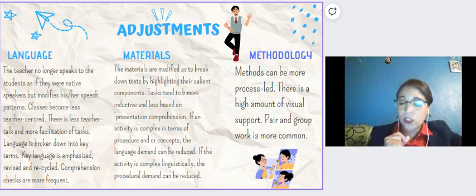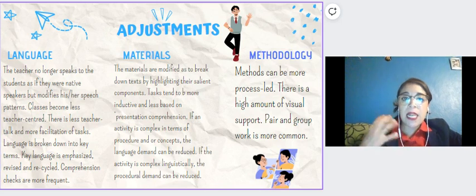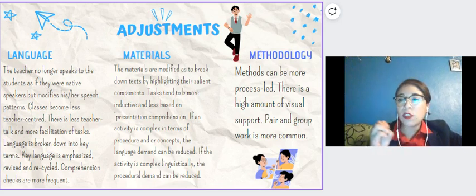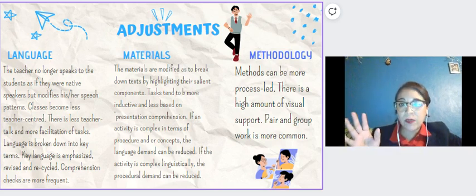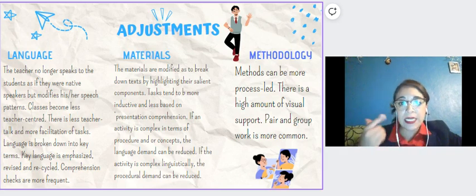Comprehension checks are more frequent, so it's not much about the language this time. It's more about keywords. Now, the materials are modified so as to break down text by highlighting the salient components, summarizing, with tasks that tend to be more inductive and less based on presentation and comprehension. And if an activity is complex in terms of procedures and/or concepts, the language demand can be reduced. If the activity is complex linguistically, then the procedural demand can be reduced.